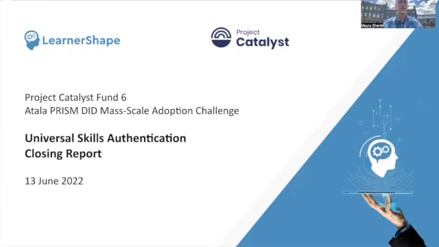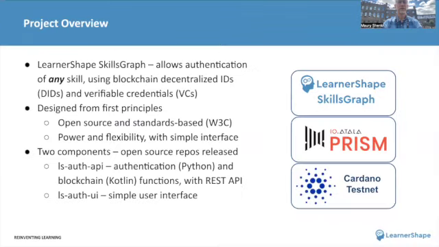Hi, I'm Maury Shank, the CEO of LearnerShape, here to talk about the Catalyst Fund 6 Universal Skills Authentication project. We built LearnerShape Skills Graph, which allows authentication of any skill using decentralized IDs and verifiable credentials. Skills Graph sits on top of Prism, which sits on the Cardano blockchain.